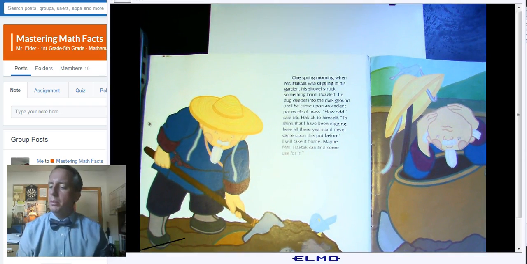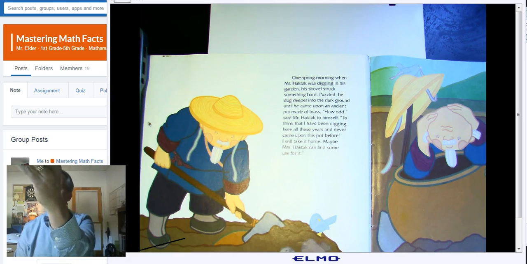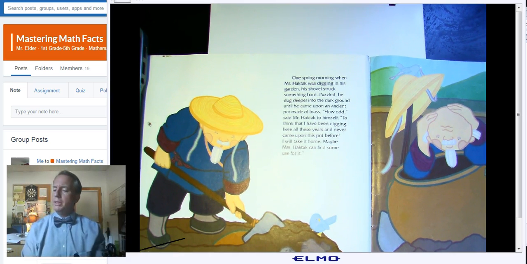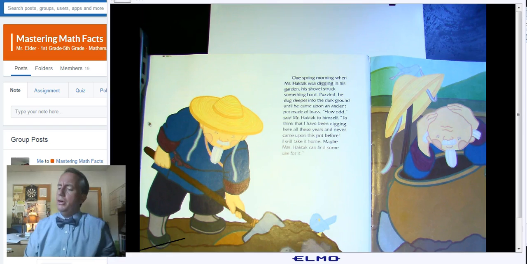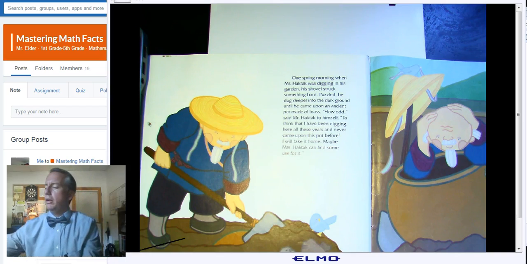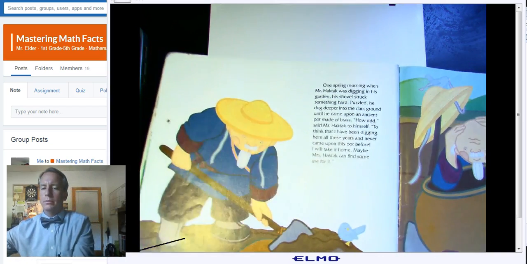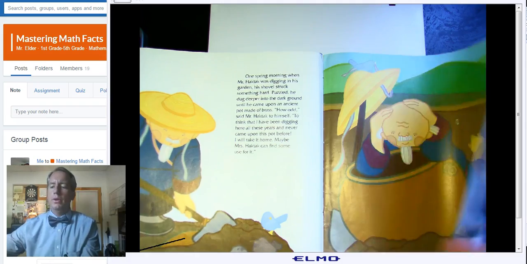One spring, when Mr. Hacktack was digging in his garden, his shovel struck something very hard. Puzzled, he dug deeper into the dark ground until he came upon an ancient pot made of brass. "Oh, how odd," said Mr. Hacktack to himself. "To think I have been digging here all these years, and I never came across this pot before. I'll take it home. Maybe Mrs. Hacktack can find some use for it." You see him pulling it out of the soil there.